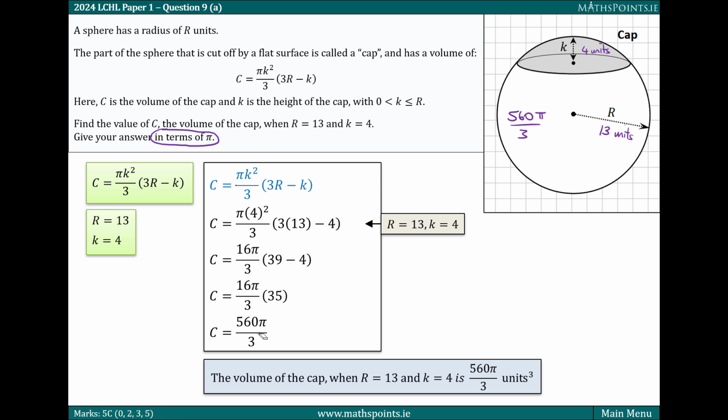Again, sometimes in my solutions I don't put the units cubed up here. You would lose marks in the exam for not specifying that it's a volume, so that it needs to be cubed, but I normally put them in a box in a line afterwards.